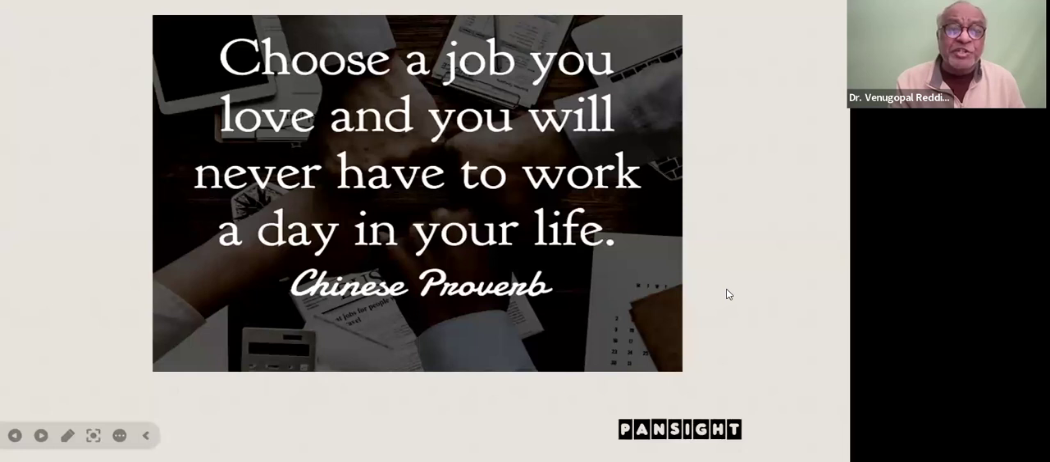In the hospital, in the offices, they don't come on time, they leave early. They don't enjoy that work. That's why the Chinese proverb. Please remember and make sure that your children also choose a career which they will enjoy. That's the message in this forum. Many parents pressurize their children to become doctors or engineers. Make sure that they will love that job.